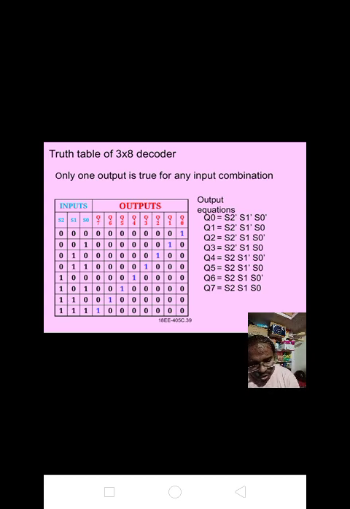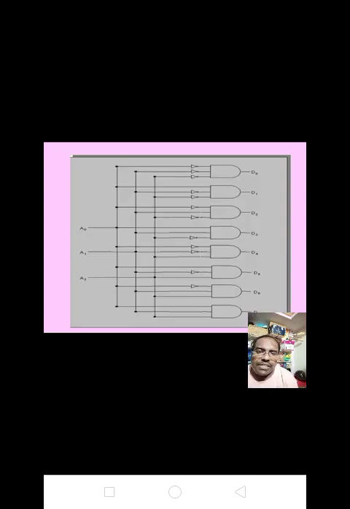Truth table and output equations. Okay, truth table of 3 into 8 decoder and output equations of 3 into 8 decoder. Here only one output is true for any input combination.